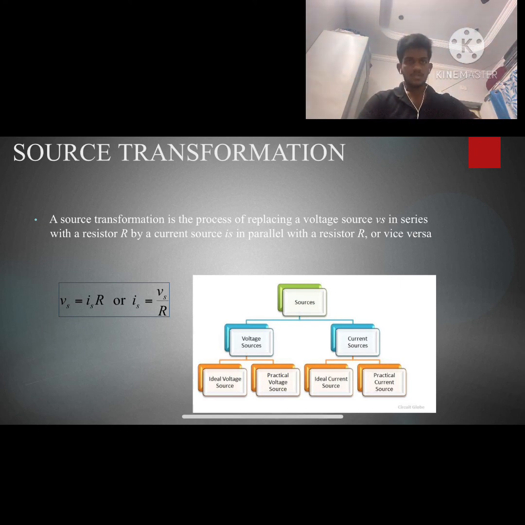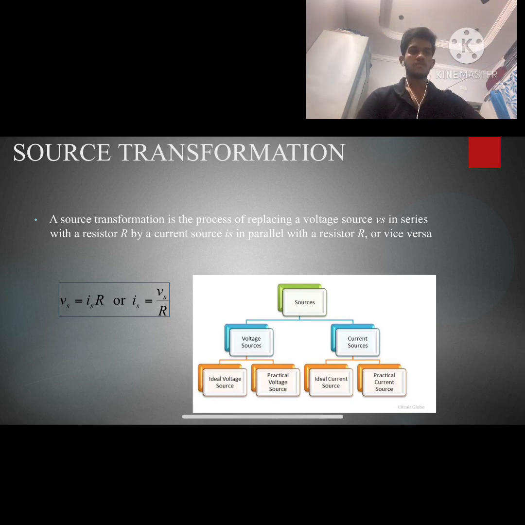Let's observe this pie chart. There are two types of sources: voltage sources and current sources. Voltage sources are of two types: ideal voltage source and practical voltage source. And current sources are also of two types: ideal current source and practical current source.